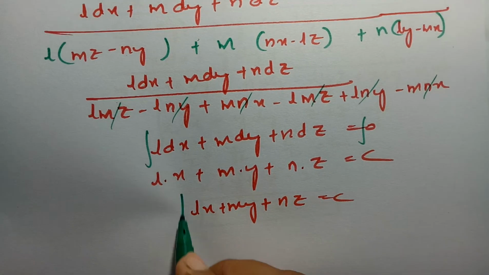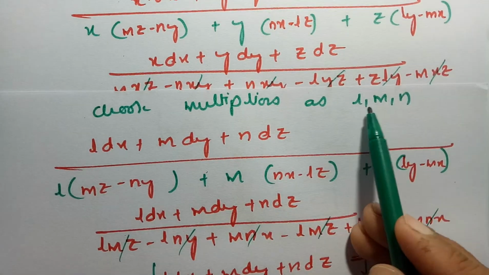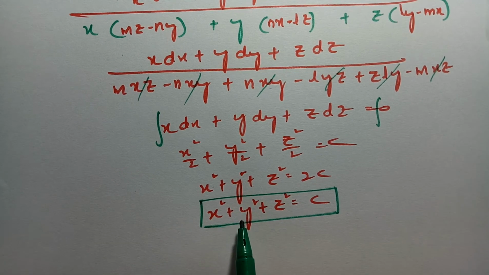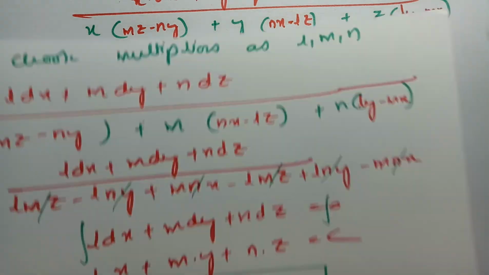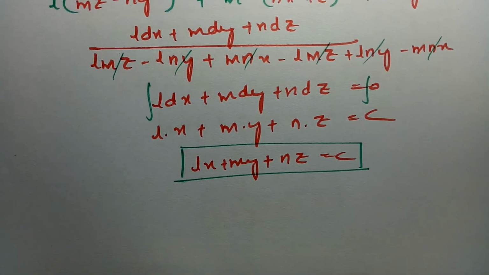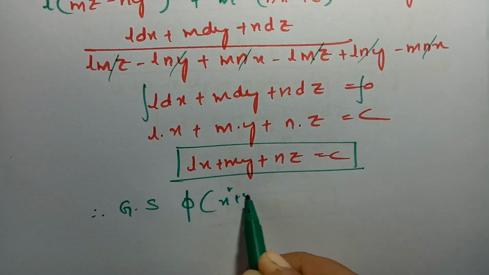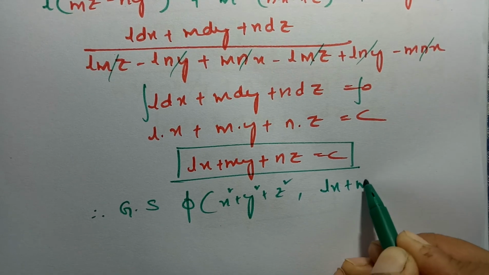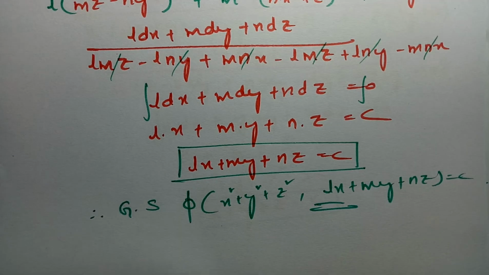I got the solution as Lx plus My plus Nz is equal to C, as I have taken the multipliers as L, M, N. So our first answer is x square plus y square plus z square is equal to C, and the second answer is Lx plus My plus Nz is equal to C. Therefore the general solution I got as phi of x square plus y square plus z square comma Lx plus My plus Nz is equal to C. So this is how we have to solve using these multipliers.